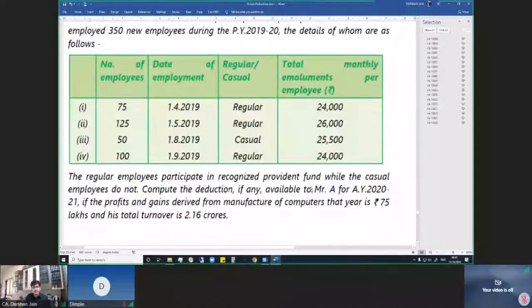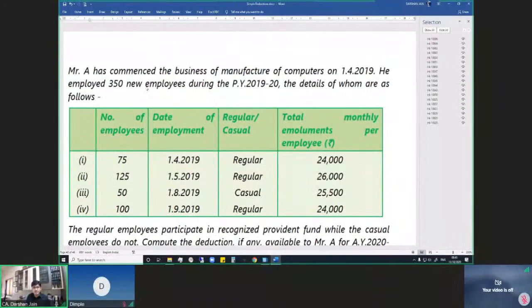Let's take up a problem and understand this. A has commenced business, so it's a new business. In case of new business, any employment given in the first year would be additional employment, right? And you will have to verify whether the employee was there for 240 days, whether his salary was above 25,000 or below 25,000, and give right away the deduction at the rate of 30% of the additional cost. Mr. A commenced the business of manufacture of computers on 1/4/2019.